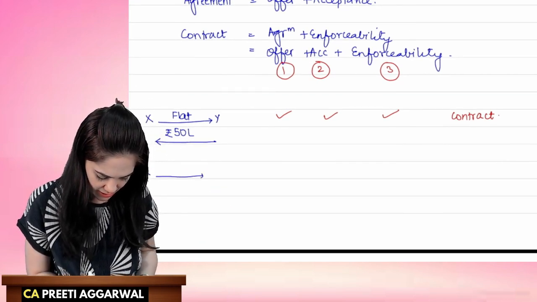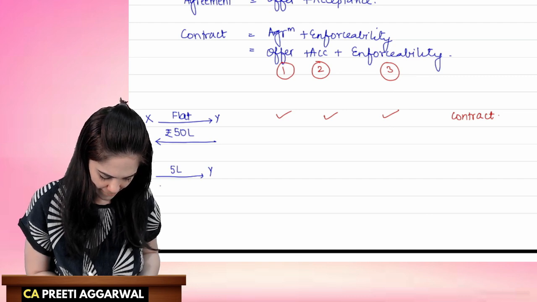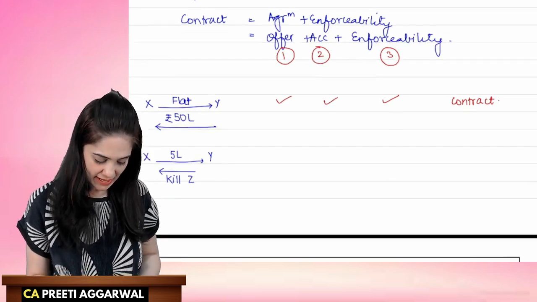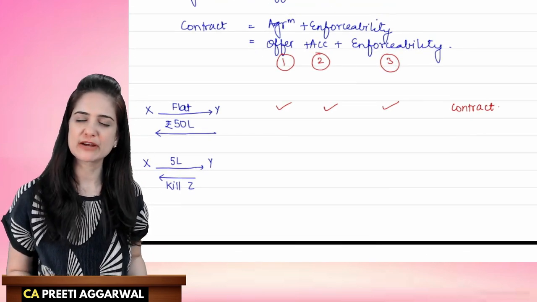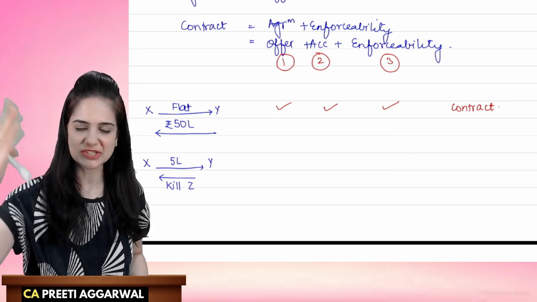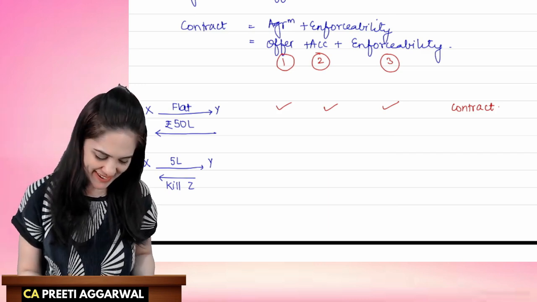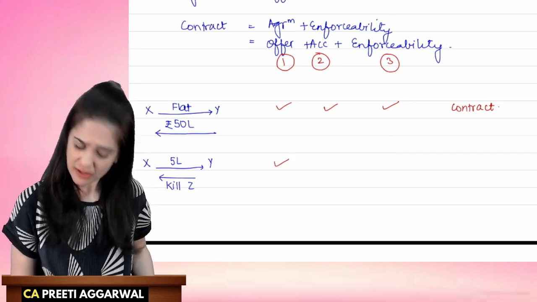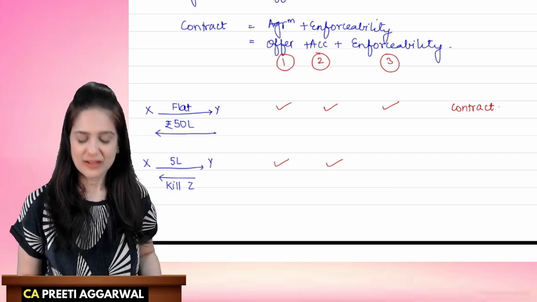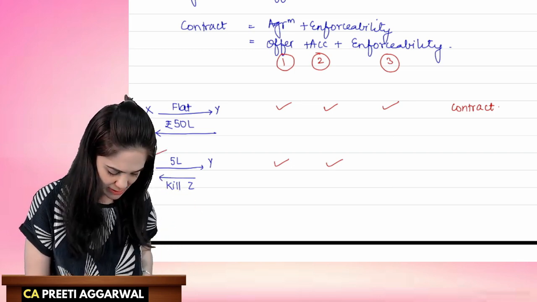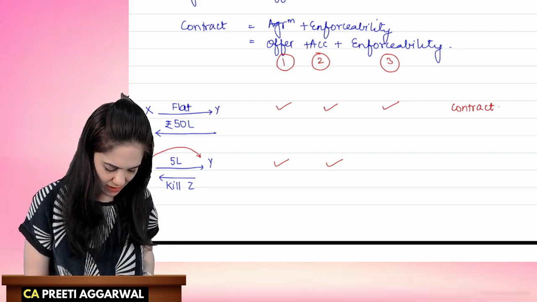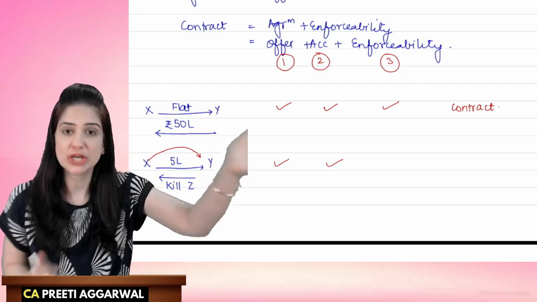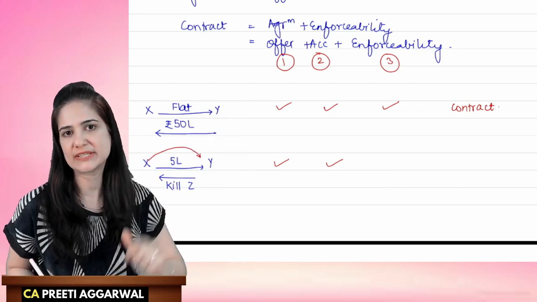X gave 5 lakh rupees to Y to kill Z, Supari. Y says, done. Work is done. Consider it done. Was there offer? Yes. Acceptance? Yes, Y agreed to kill Z. What if X paid 5 lakh rupees to Y, but Y says, no, no, I have left all this work. I will not kill Z. Can we go to the court and say, Judge, he took 5 lakh rupees from me and now he's not killing Z. Please tell him to kill Z.